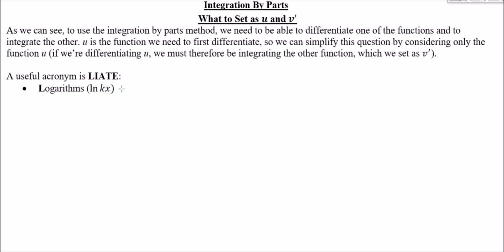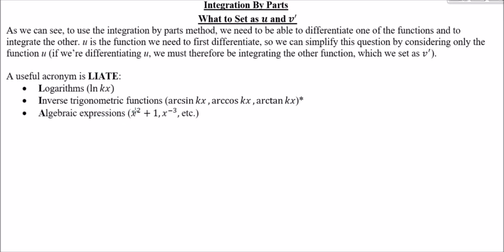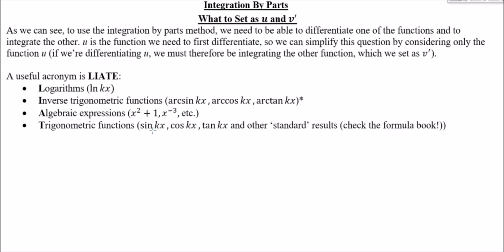Next on the list of priority is inverse trigonometric functions like arcsine kx, arccos kx, arctan kx. As I've said, you don't normally need to consider I, but I'm going to put it in for reference because it might be that you're a further mathematician or just interested. So I've included I anyway. After I, the A just stands for an algebraic expression, for example, x squared plus 1, x to the minus 3, or some polynomial function. T stands for a trigonometric function, so sine kx, cos kx, tan kx, and other standard results, and by standard I mean the things found in the formula book, which you would be expected to know.